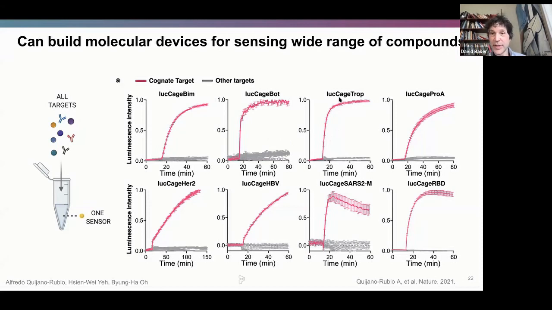And so, for example, this is a troponin sensor. In these experiments, we've got many different sensors, and then we're adding to each one the target. And this is similar to the specificity plot I showed you before. Only when we add a troponin to the troponin sensor do we get the light emitted. And here's, for example, one against the botulinum toxin, where only the botulinum toxin sensor is responding. So we think this is a very general way of making molecular sensors.